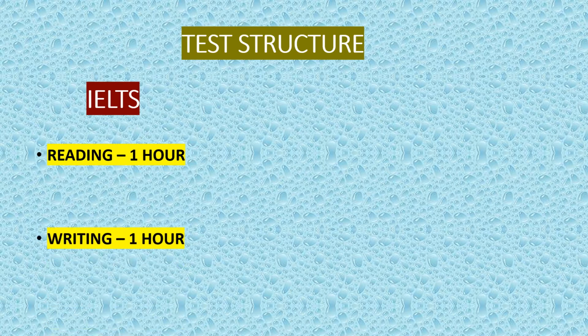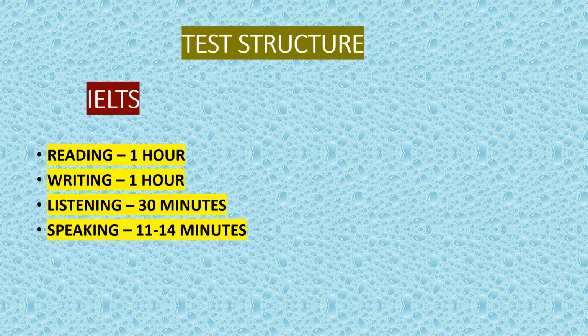Now let's find out the test structure. If we take a look at IELTS, it is divided into 4 sections: reading, which takes 1 hour, writing is another 1 hour, listening is for 30 minutes, and speaking is for 11 to 14 minutes. So the total time duration is 2 hours 44 minutes.